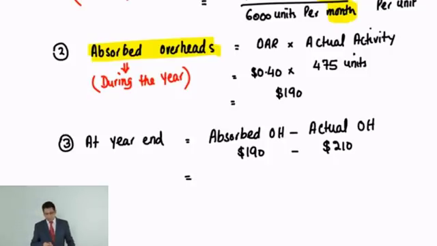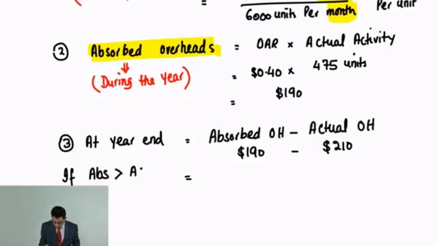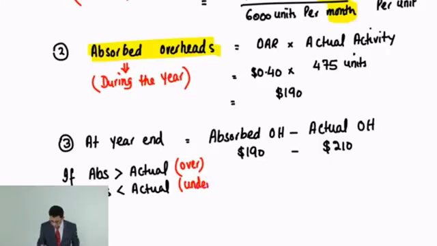Now please remember, if absorbed is greater than actual, then it is over absorbed. But if absorbed is less than actual, this is called under absorbed. So now you can see absorbed is $190 and actual is $210. So this difference of $20 will be called under absorbed.